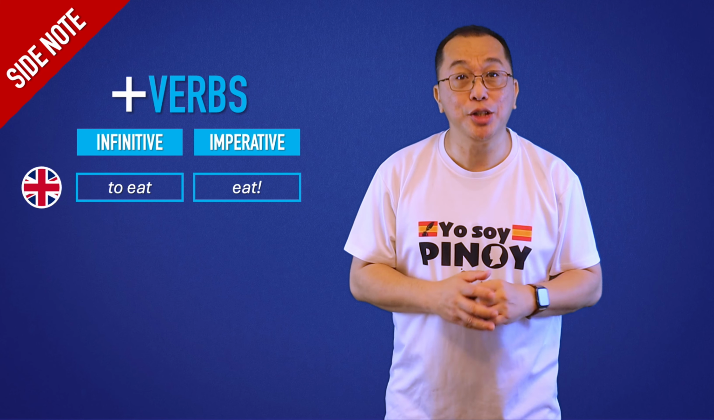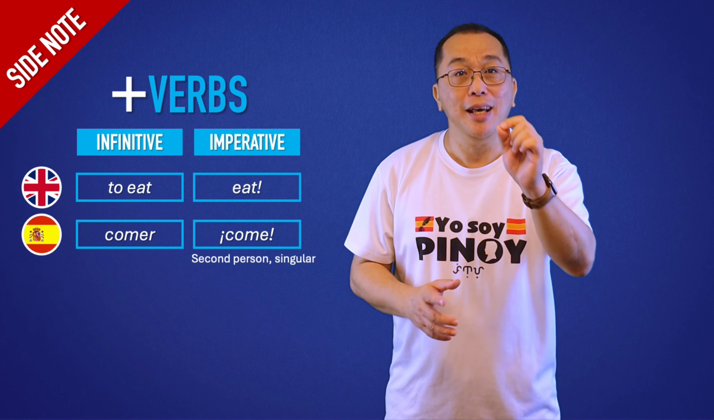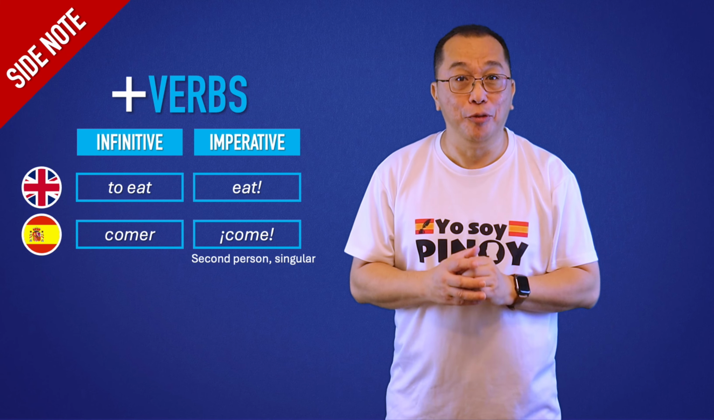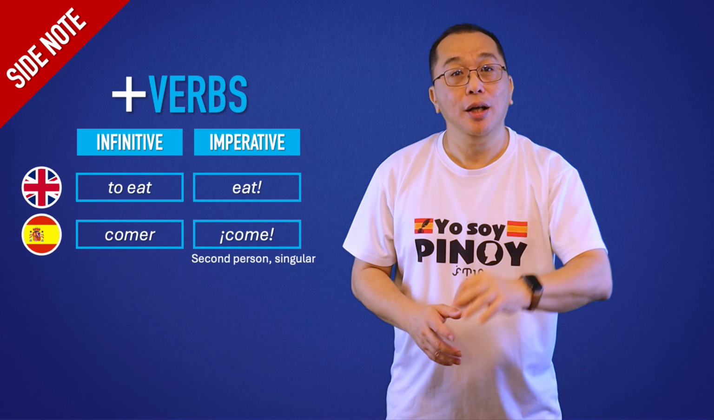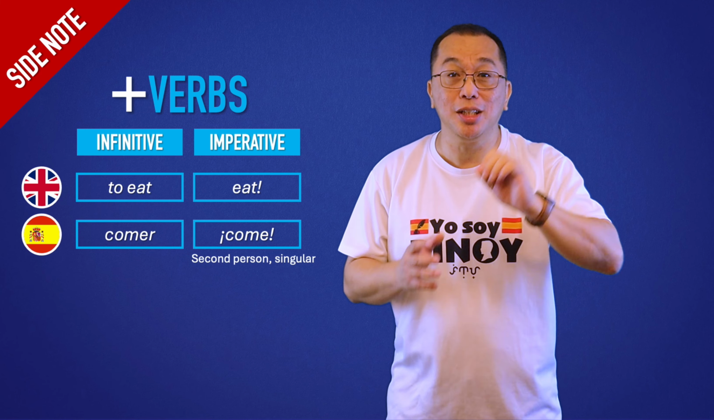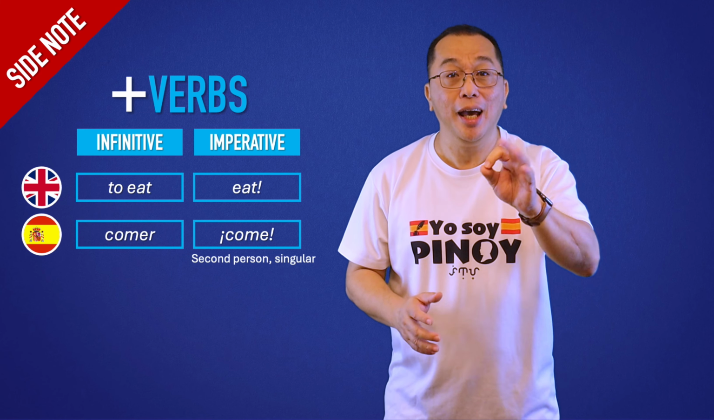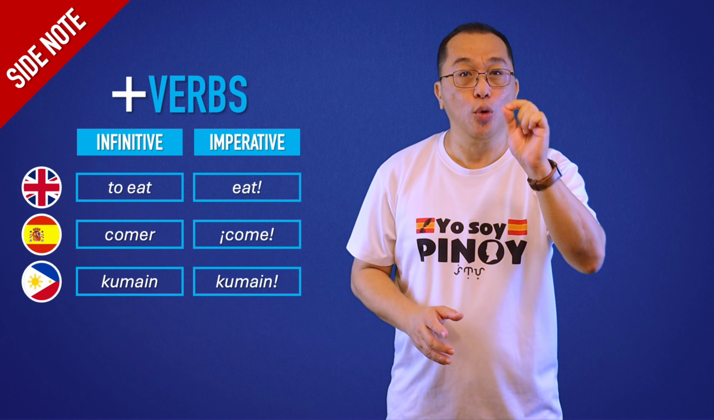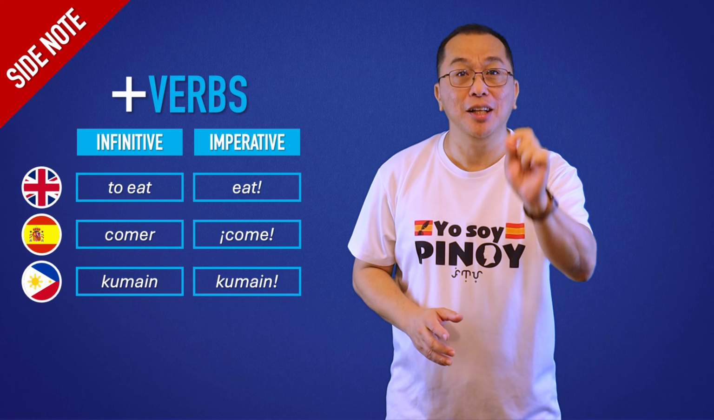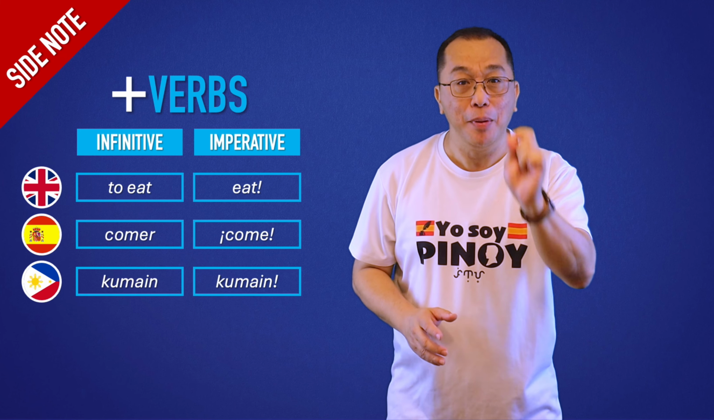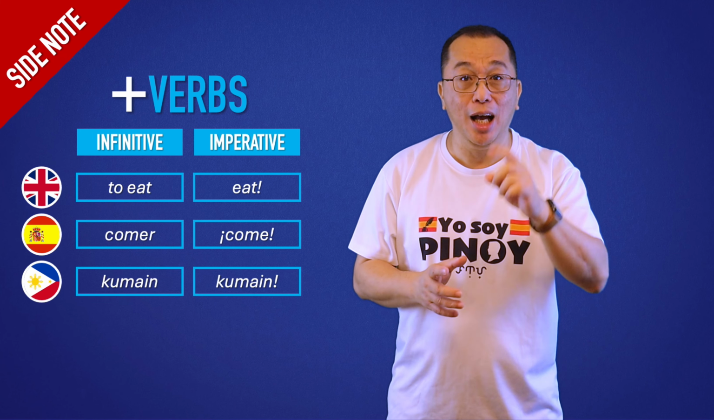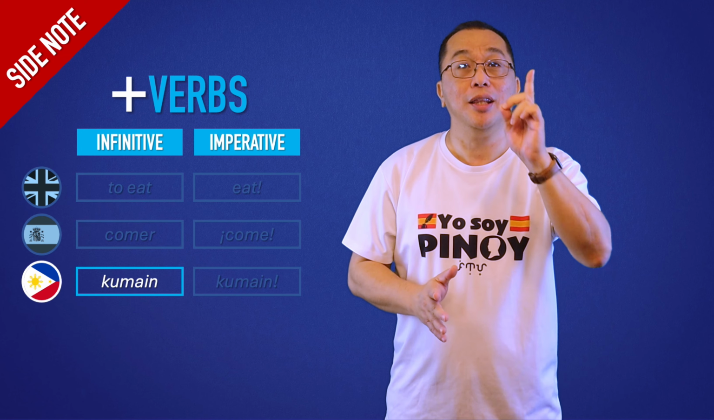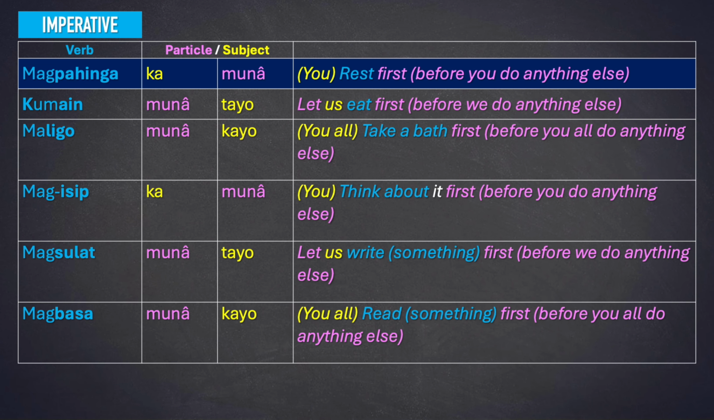You have the same situation with Spanish. Comer is the infinitive verb to eat. Come is the imperative verb eat. So, English and Spanish have two separate verbs for infinitive and imperative. Not so in Tagalog. For example, kumain is both the infinitive verb to eat and the imperative verb eat. Now, in discussing the particle muna with verbs, I will begin with imperative verbs.